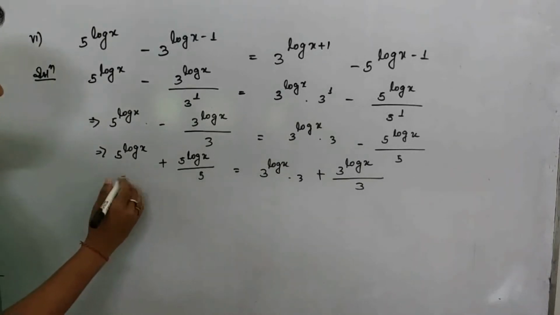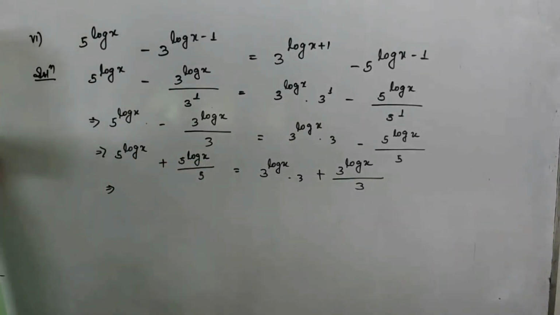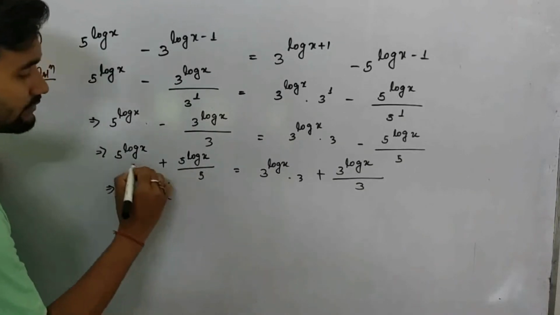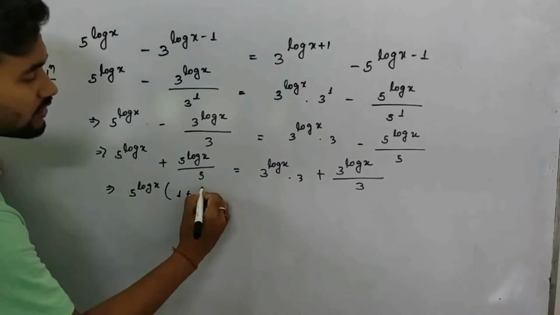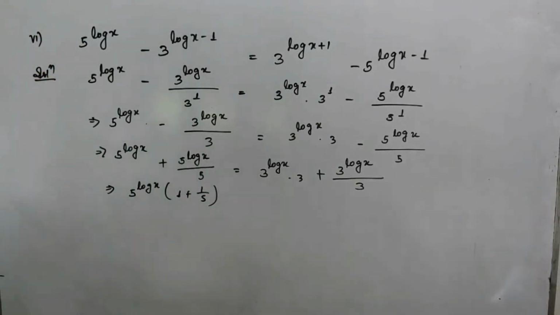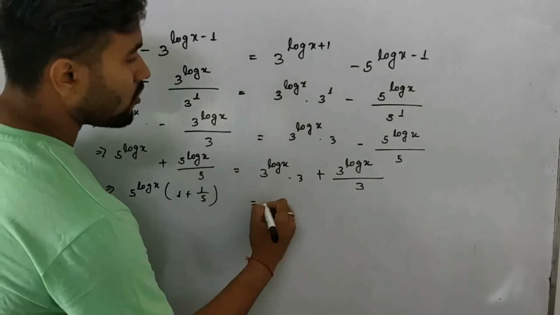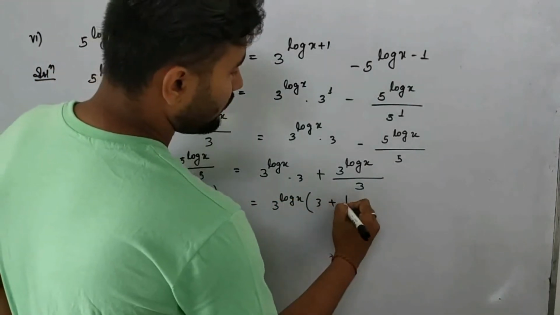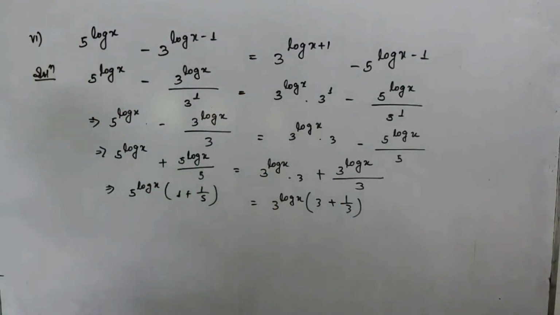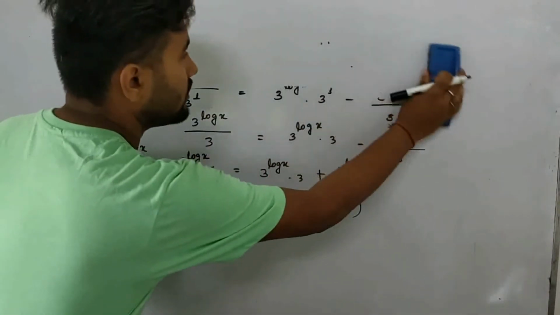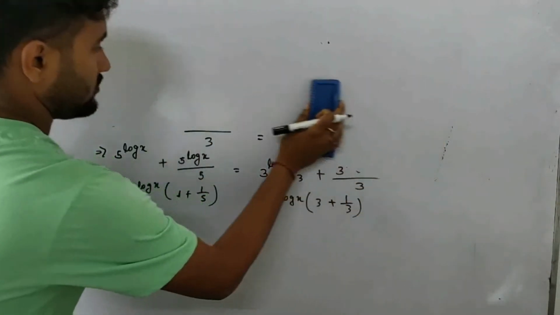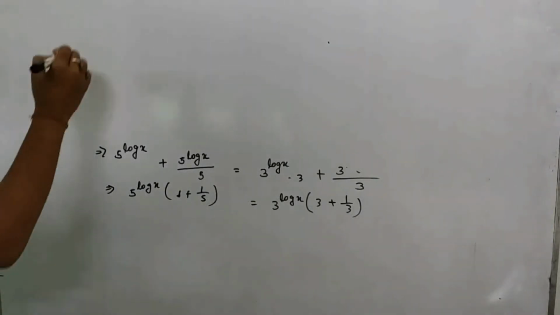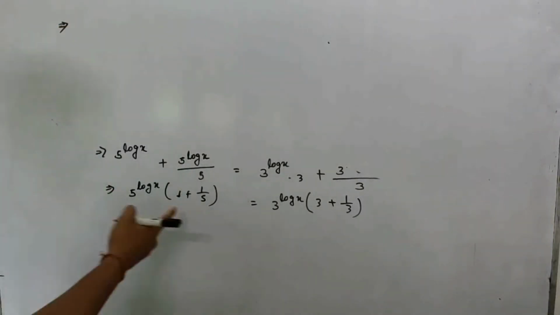So now, simple thing, 5 to the power log x, 5 to the power log x, I can take common. 5 to the power log x, if I take common, what will remain? Over here 1 will remain, and over here what will remain? 1 by 5 will remain. Over here 3 to the power log x I can take common. Over here 3 will remain, and over here 1 by 3 will remain. So this much done. Now let us see what we can do, which implies, okay, this one let us solve.